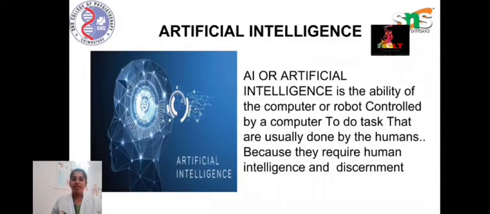AI, or artificial intelligence, is the ability of a computer or a robot controlled by a computer to do tasks that are usually done by humans because they require human intelligence and discernment.